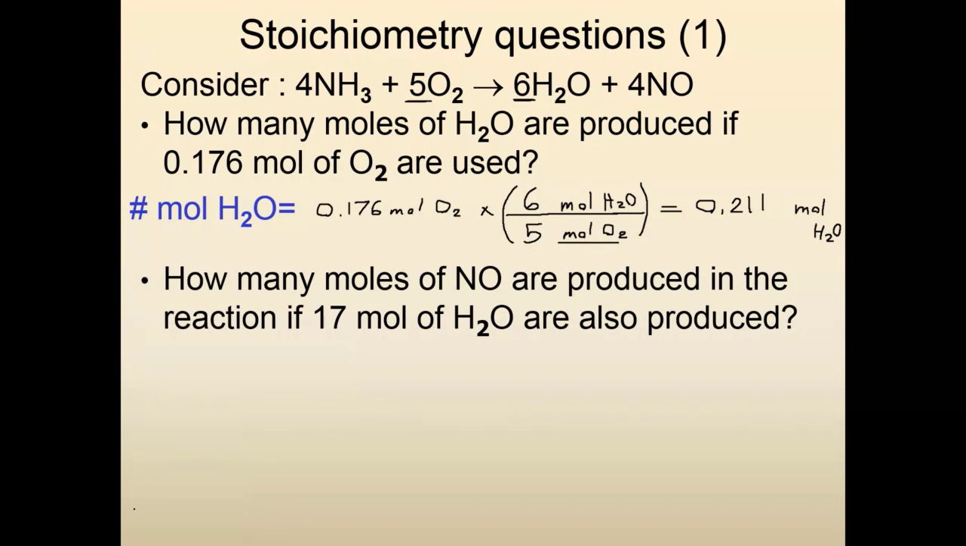So let's go ahead and take a look at the next one. How many moles of NO are produced in the reaction if 17 moles of H2O are also produced? So once again, we'll go ahead and start with what we're given. What unit goes in the bottom? Unit, not number. What unit goes in the bottom? Moles of H2O. Very good, moles of H2O.